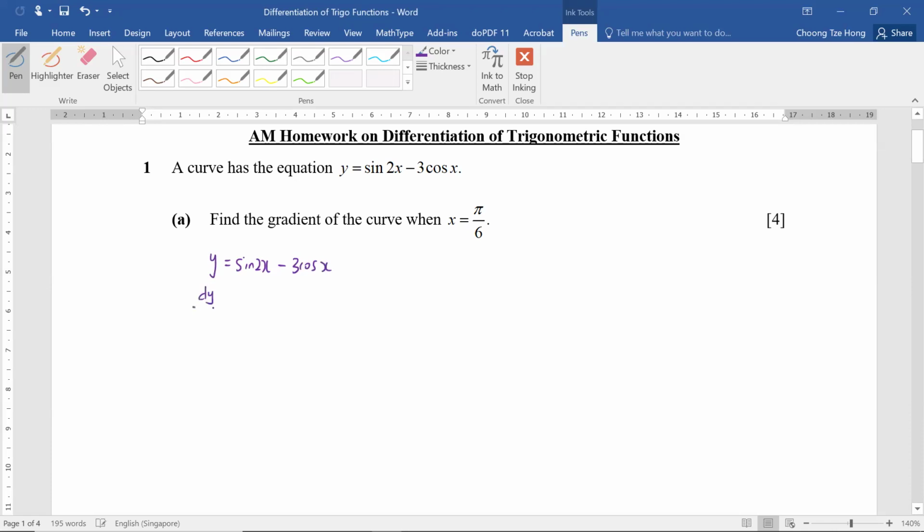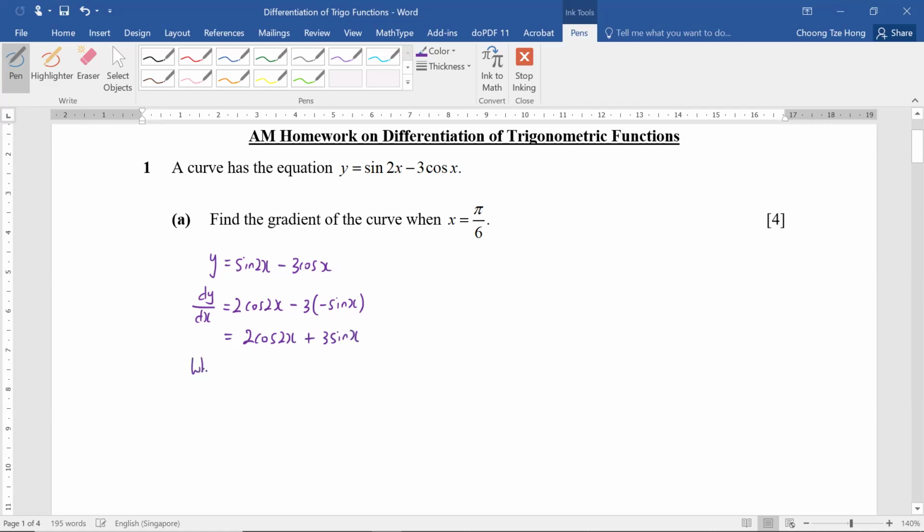Okay, so differentiate. If you differentiate sine, you end up with positive cosine 2x. Then differentiate the angle. The angle is now 2x, right? Differentiate, you get 2, you put the 2 in front. If you differentiate cosine, you get negative sine, which means that our dy/dx is 2 cosine 2x plus 3 sine x, right?